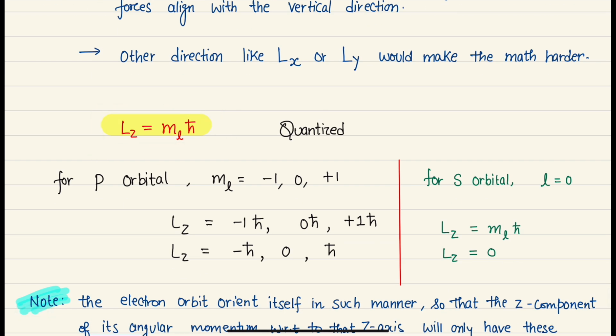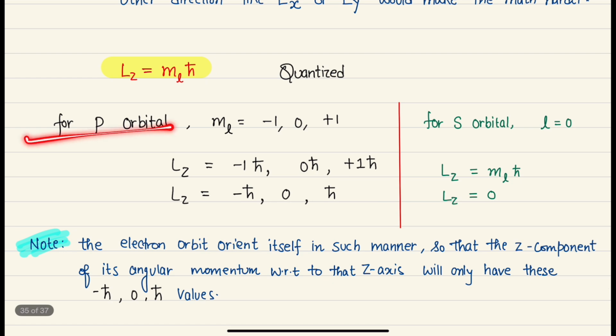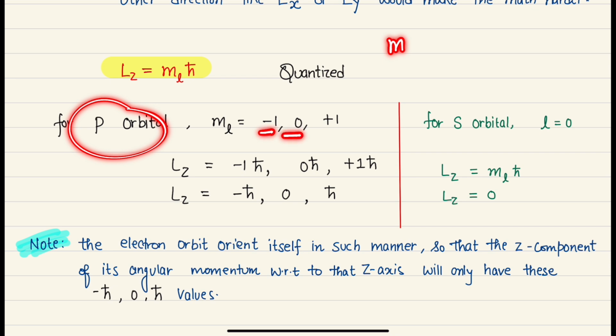The orbital angular momentum magnitude in the z direction is called Lz, and Lz equals ml h cut. It means Lz can have many values, because if you put in the ml value, the Lz value will change. So suppose for the p orbital, we know the ml values are -1, 0, +1.